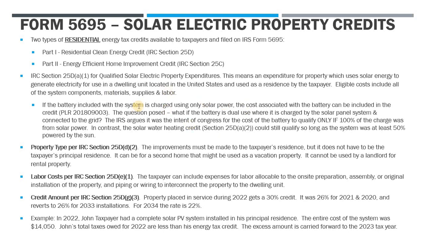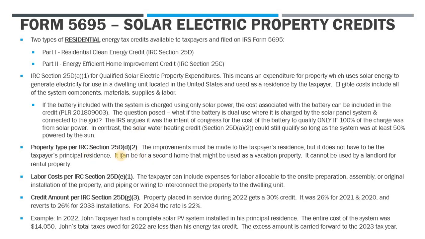With these types of systems, the solar electric property, so the solar panel system and the battery, the IRS's position is that it's got to all be powered by solar, right? So you can't connect the battery to the grid and also charge the battery from the grid itself. That won't be allowed. Now, it's just a PLR, right? So it's not tax law per se. But it does kind of give us an indication of how the IRS would treat this if you were audited.